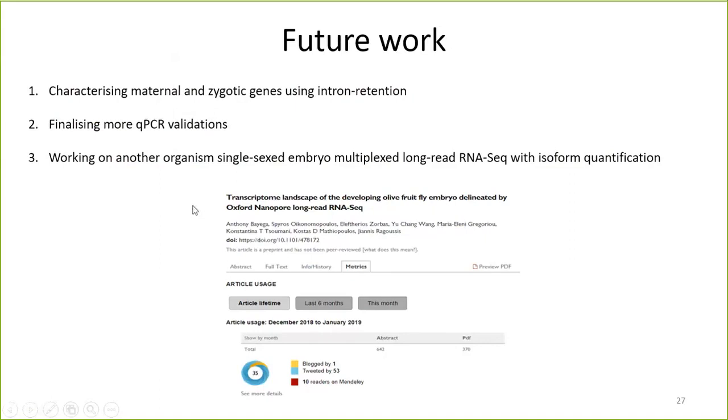So if you want to find most of the things I described today, we have a bioRxiv paper out, so you can look that up.